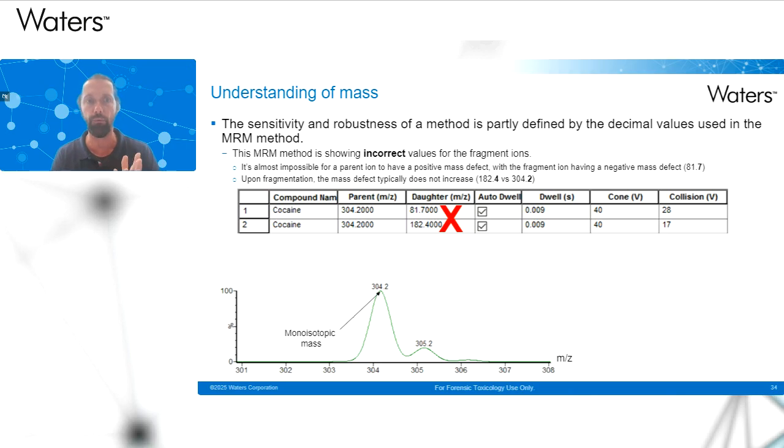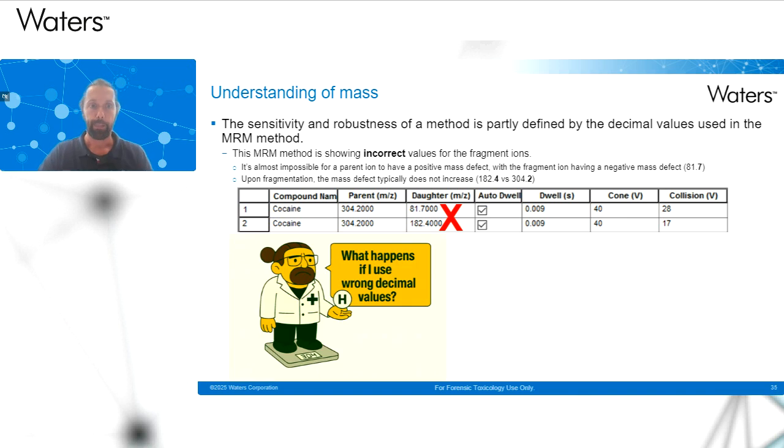So this mass 304.2 is what we call a positive mass defect. Typically, a molecule cannot change to a negative mass defect upon fragmentation. So the 0.7 value is an incorrect value. When we are fragmenting cocaine, we can never add more hydrogens to our fragment ion, meaning the decimal value in your daughter cannot be higher compared to your parent. So these decimal values are very, very important.